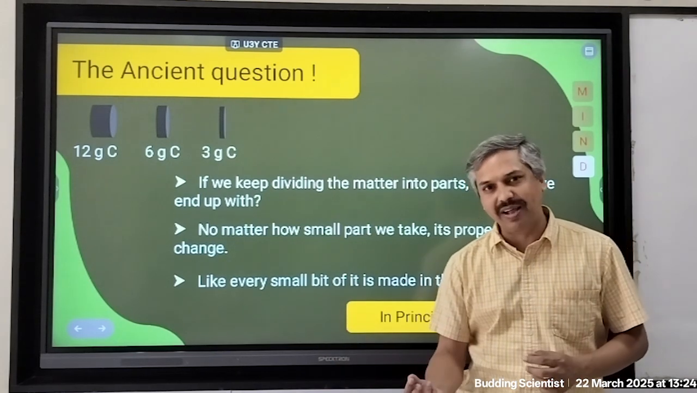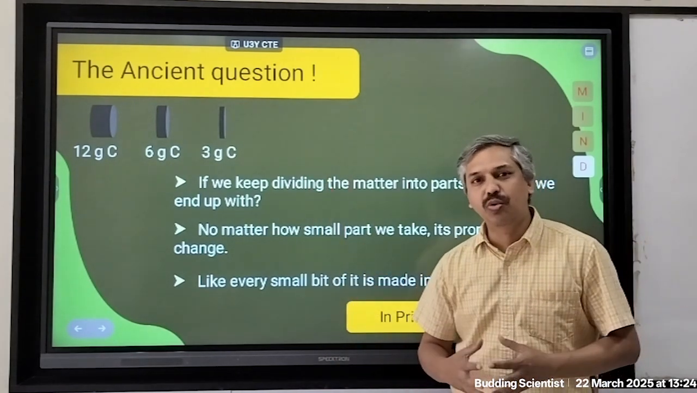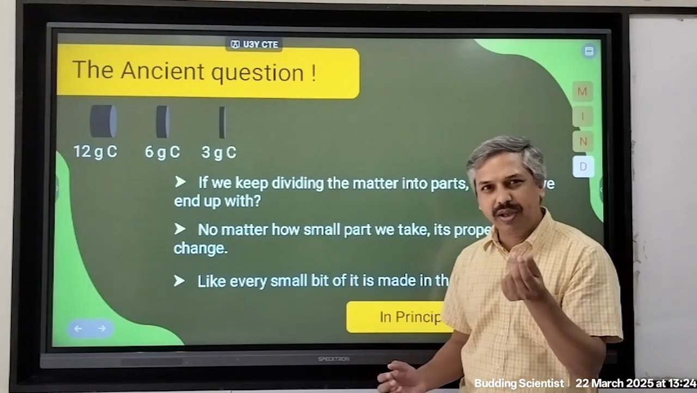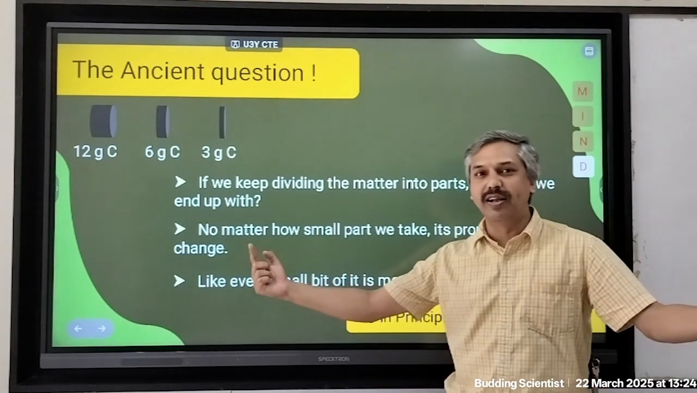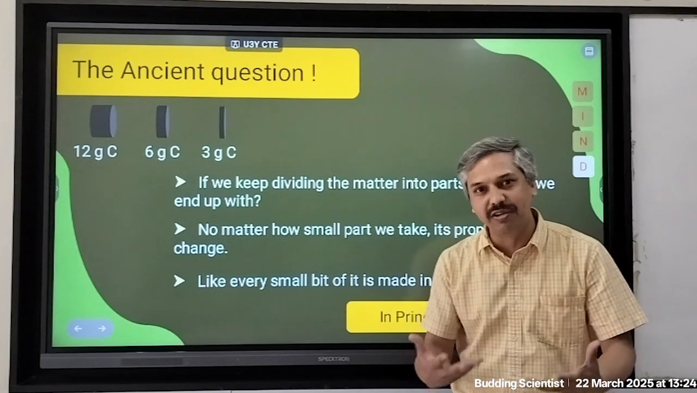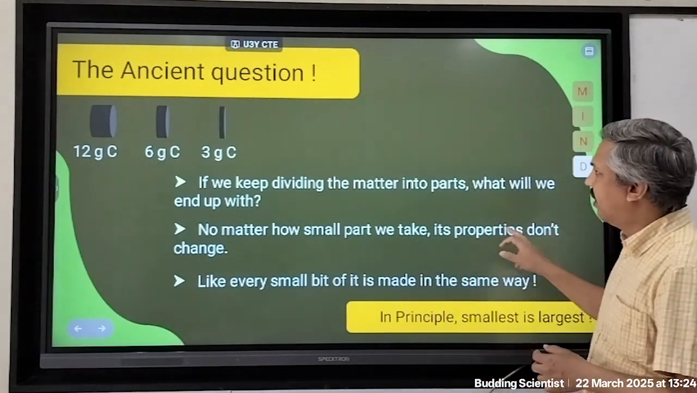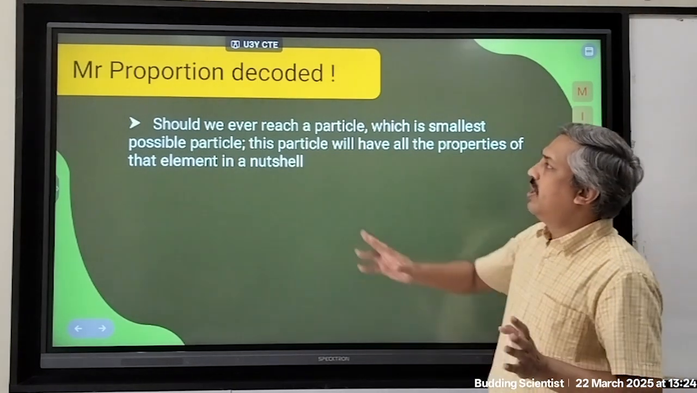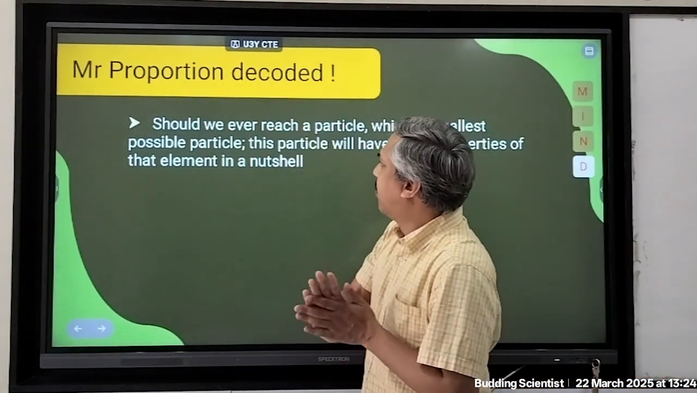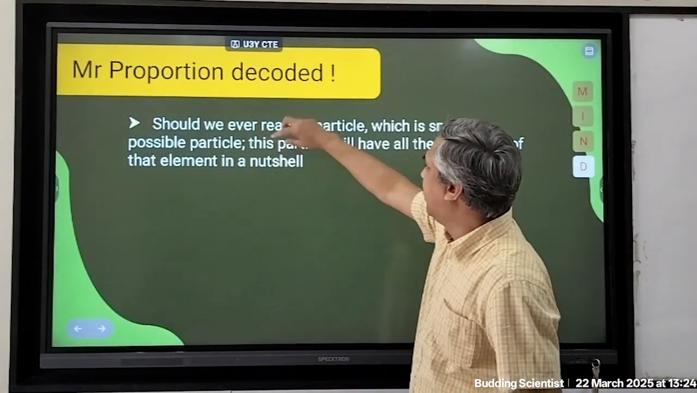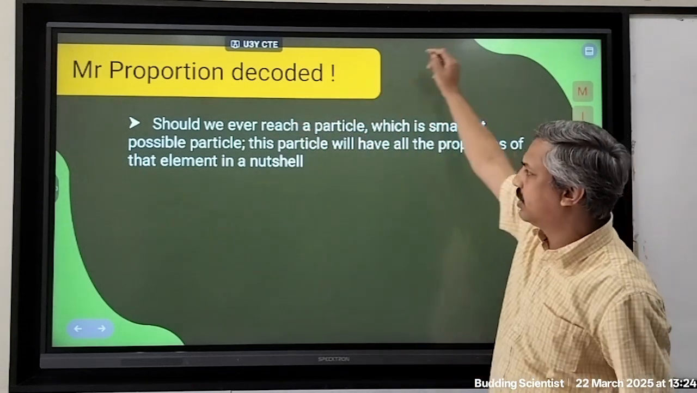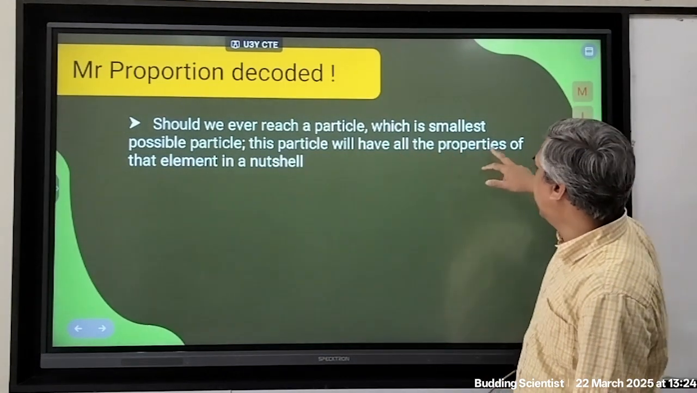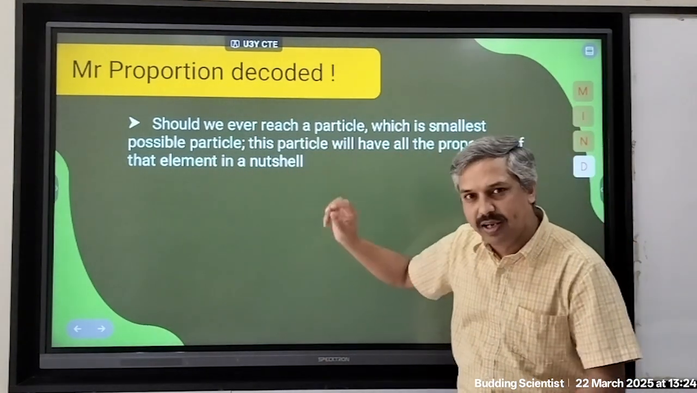Extremely small spark is like a huge lightning. A small atom that we know of today is also a magnet, and the entire earth is also a magnet because of the same phenomena. So we now decode the proportion, and we say, should we ever reach the smallest possible particle, which we cannot divide further, this particle will have all the properties of that element in a nutshell.